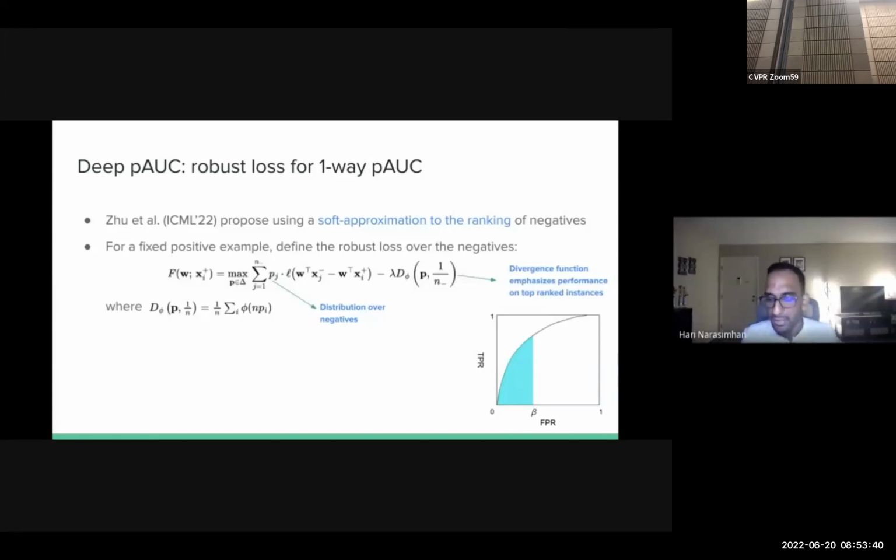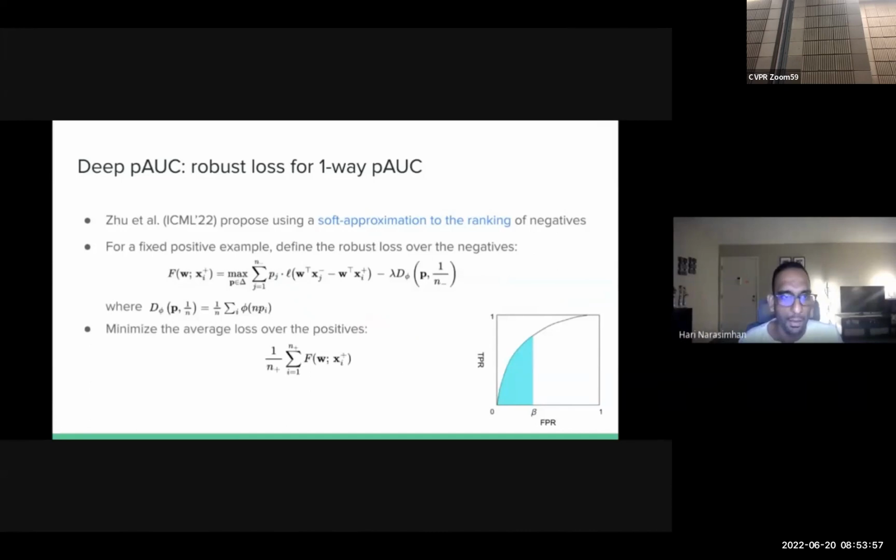So for each positive example, you have this robust loss formulation where you have a maximization of a distribution over the negative examples. It turns out the different choices of the divergence term in the objective lead to different approximations to the partial AUC method. The final objective that they optimize turns out to be a simple average of each of these robust losses on the positive examples.